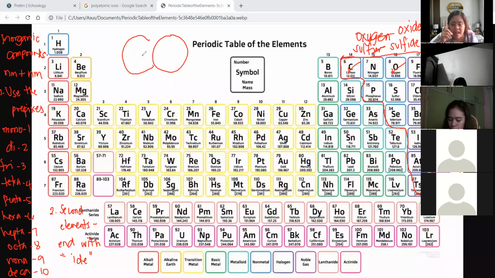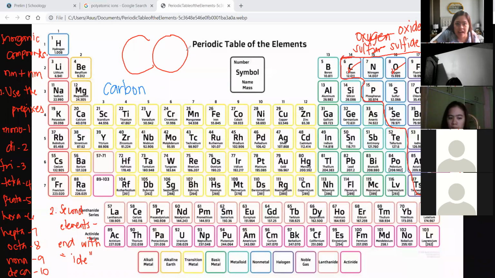C is isa lang kabuok. Again, isa lang kabuok. What is C? Di ba? Carbon. Kapag ani siya nga first element siya tapos isa lang kabuok, take note, no need to use the prefix. Again, if it is the first element and it only has one atom, no need to use the prefix. Thus, we write this as carbon. Carbon lang yun siya. Dili nimo siya gamitan og prefixes.